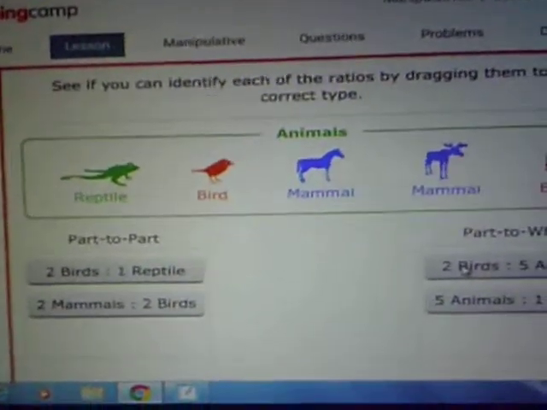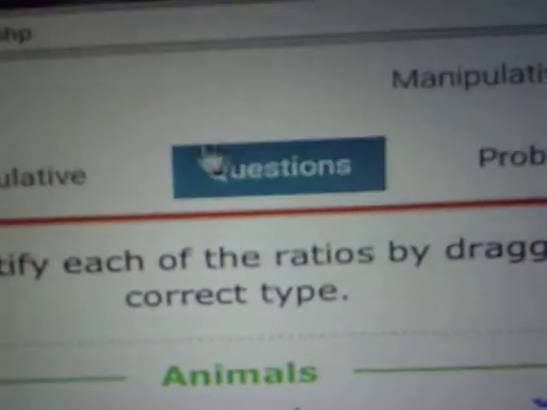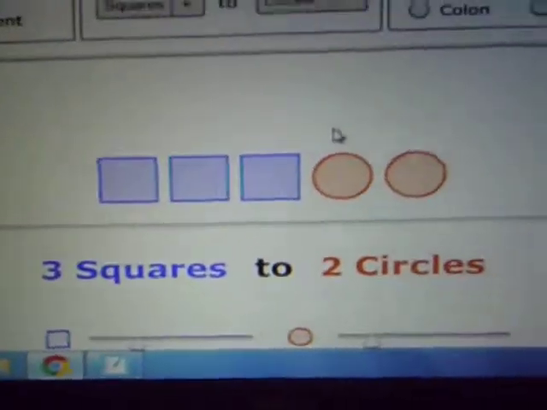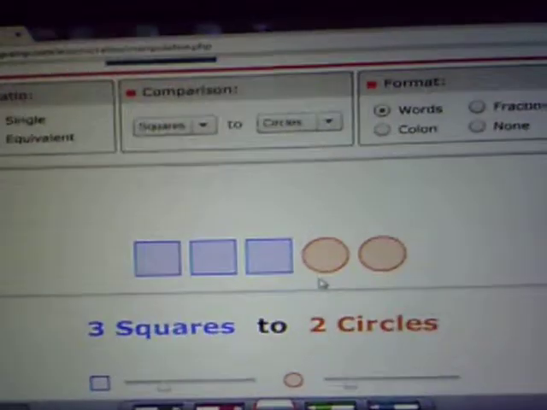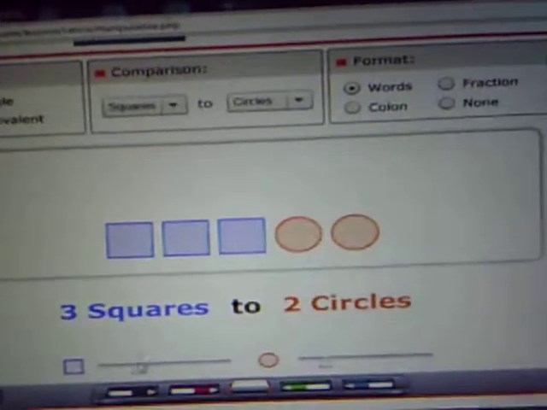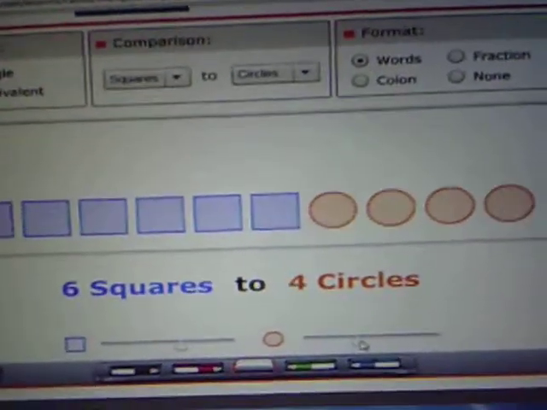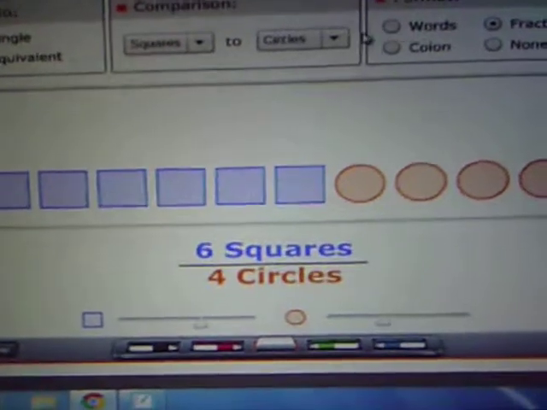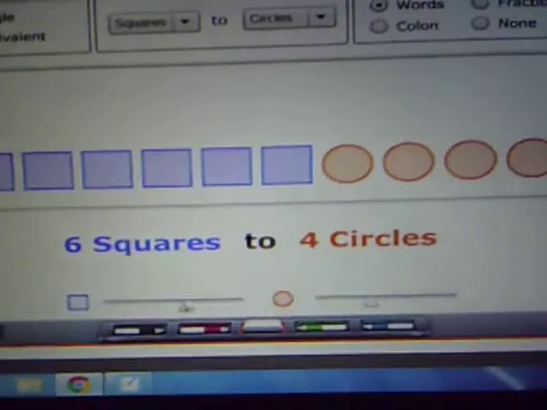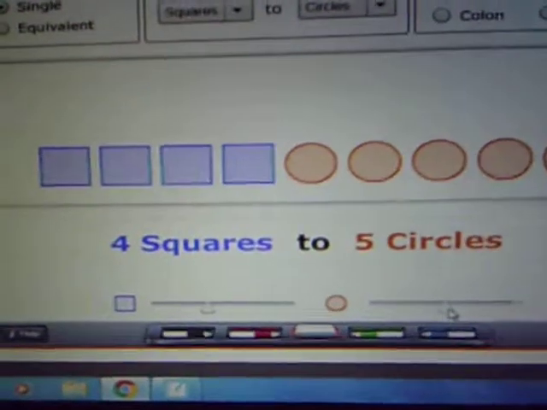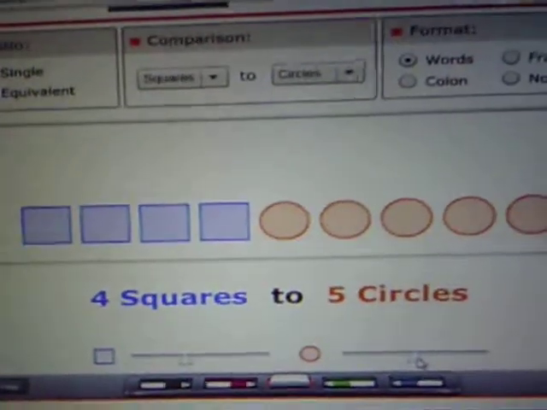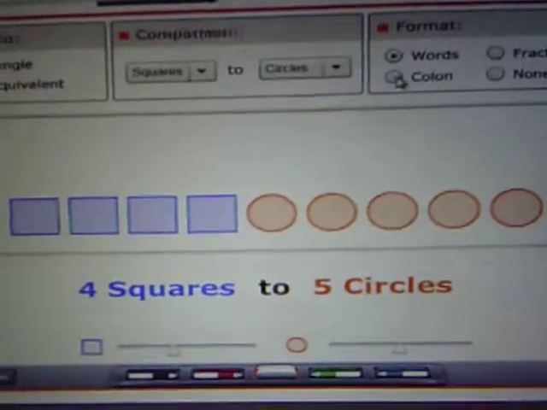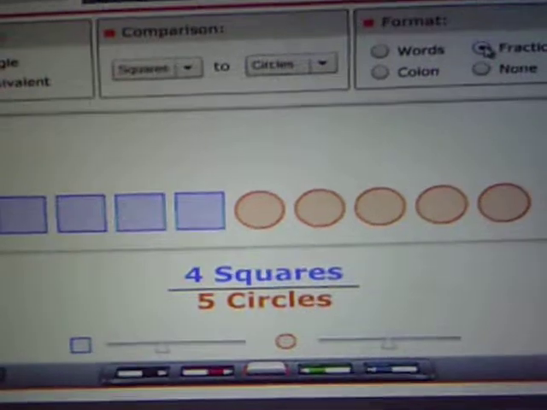And what's good about Brain & Camp is that if you look at the top, you can go to manipulative, which is a model. So students can play around with this. Change the ratio of squares to circles, and write it out either as a colon, a fraction, or words. As you'll see in this ratio, I have 4 squares to 5 circles, 4 to 5. That's written with words, with a colon, and as a fraction.